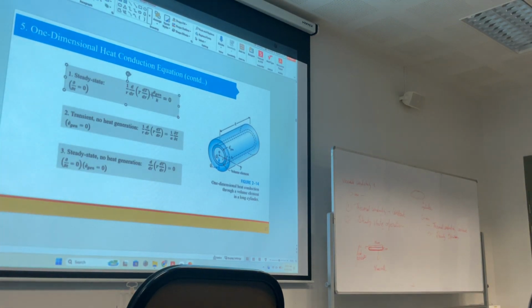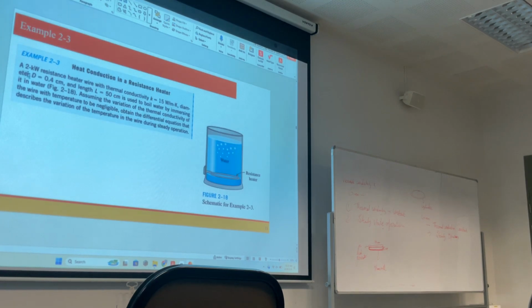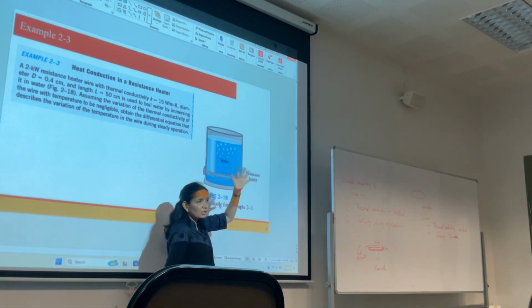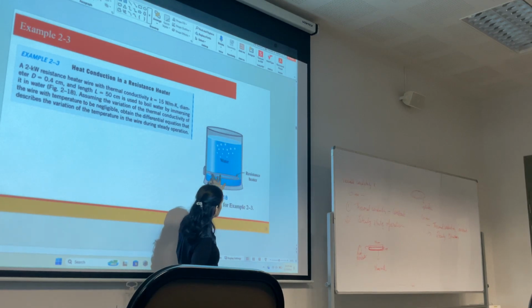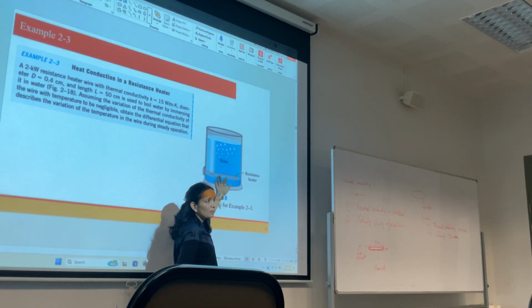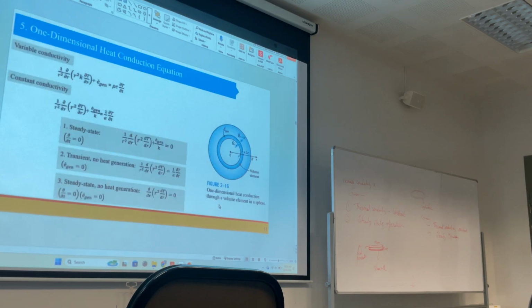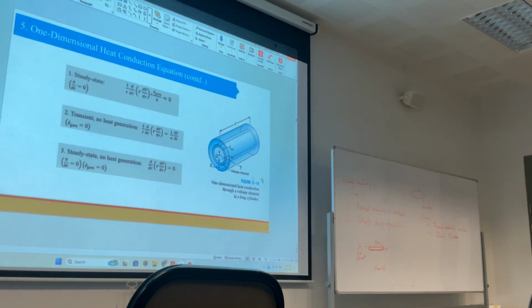If your question is talking about a resistance, right? If there is a resistance, it's going to be heat generation, right? And this shape of wire is a cylinder. It's not a plane wall, right? So you have to use your brains. If you're dealing with a resistance wire, this is a cylinder. It's not a plane wall. Okay? Steady state, heat generation, thermal conductivity is constant. So this equation. Okay?